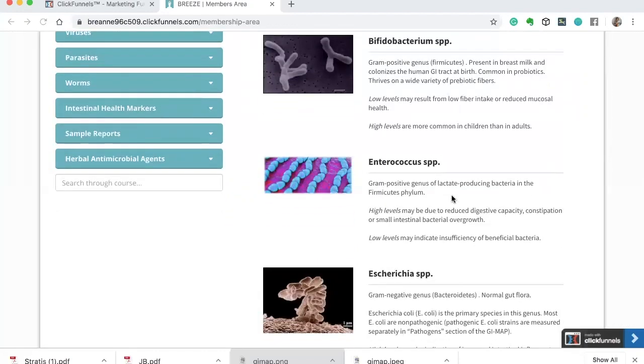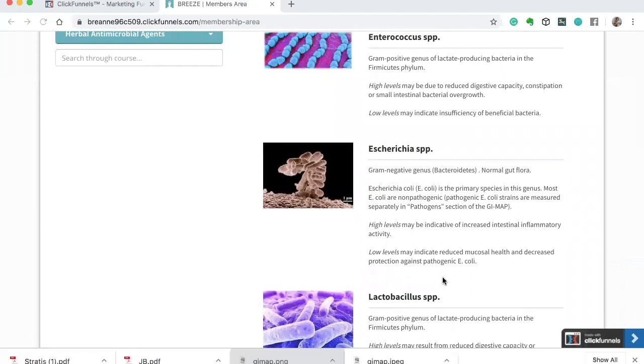Enterococcus is a gram-positive, lactate-producing species. Lactate is one of the short-chain fatty acids. Short-chain fatty acids are produced by these normal gut flora, and they provide fuel sources for the intestinal cells. So the intestine provides the space for the bacteria to live, and the bacteria break down different nutrients from the foods that we eat and provide fuel for the intestinal cells. It's more of a symbiotic relationship. High levels may be due to reduced digestive capacity, constipation, or potentially SIBO, small intestinal bacterial overgrowth. So you want to look at the digestive capacity, the elastase, and ask questions about bowel habits. Low levels may indicate insufficient bacterial flora.